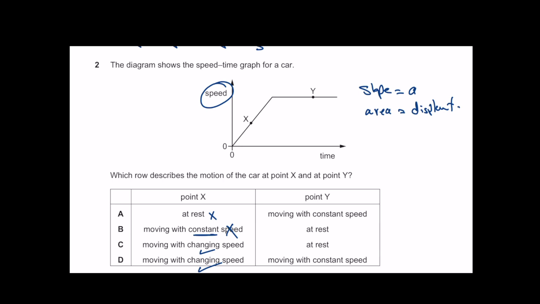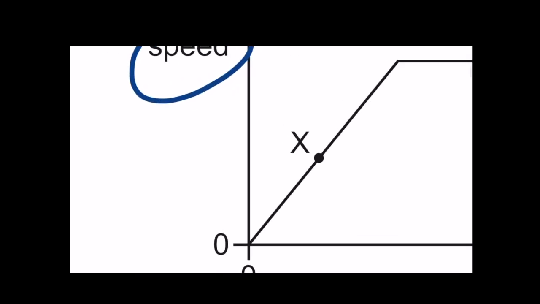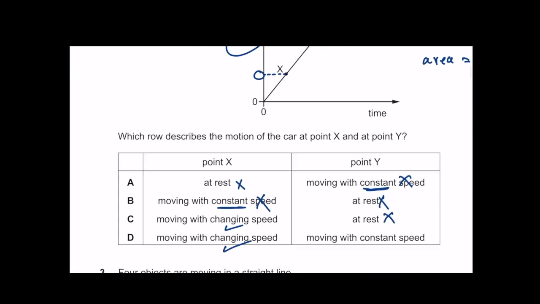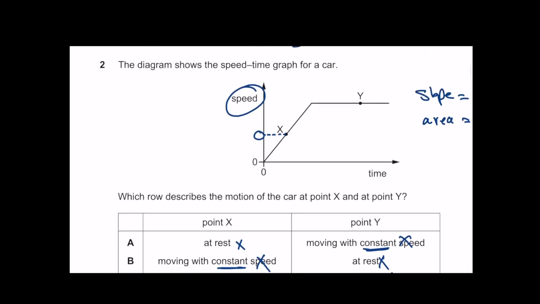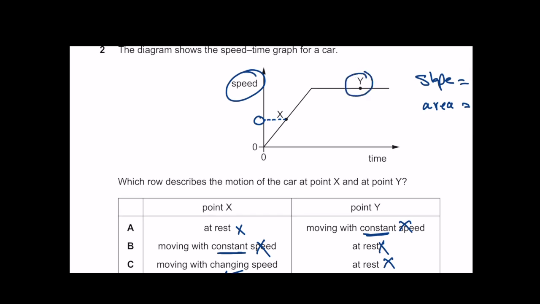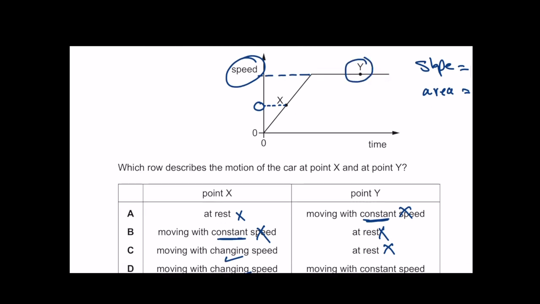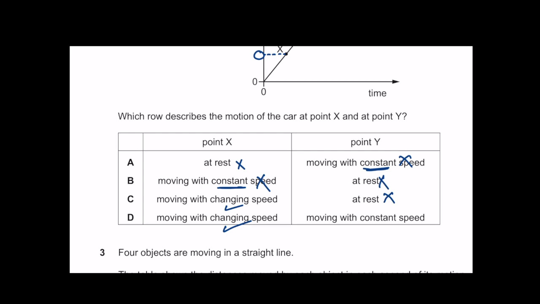Let's see at point Y. Moving with constant speed? No, it cannot be constant here. Again, wrong. At rest, both are wrong, because the body is moving with a specific speed. You can see that speed here, and also by passing the time, this speed is getting more. So I'm going to say moving with a constant speed at point Y. Yeah, because at Y here, the speed is constant. So depending on that, the body will move with a constant speed, and the right answer will be D.